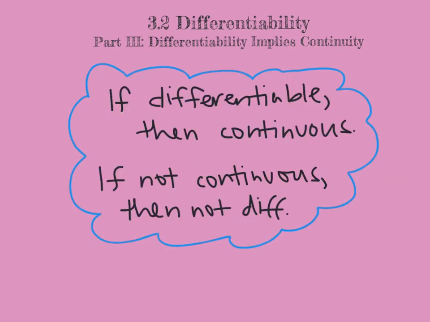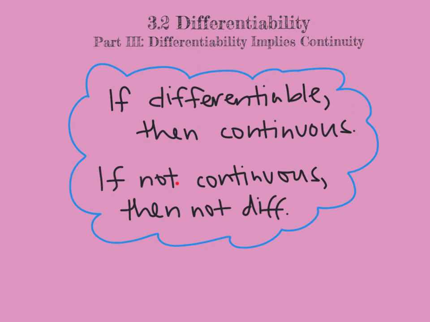Here's the main idea. If we're differentiable, then we're continuous. It does not go the reverse of that. You can't say if you're continuous, then you're differentiable. That's called the converse of a statement, just flipping it around. That is not necessarily true. It might be, but it does not imply truth.